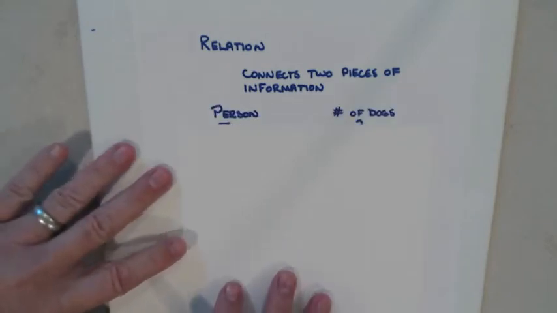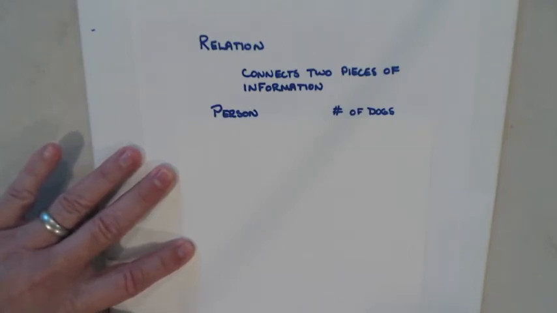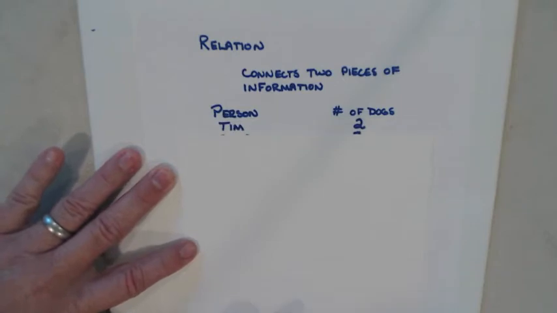What we're going to go over today are relations and functions. But before we can get to functions, we need to talk about what a relation is. A relation is simply a way to connect two pieces of information. So, for example, if we have people and we have how many dogs they own, we can take that information and start pairing it up, start connecting it.